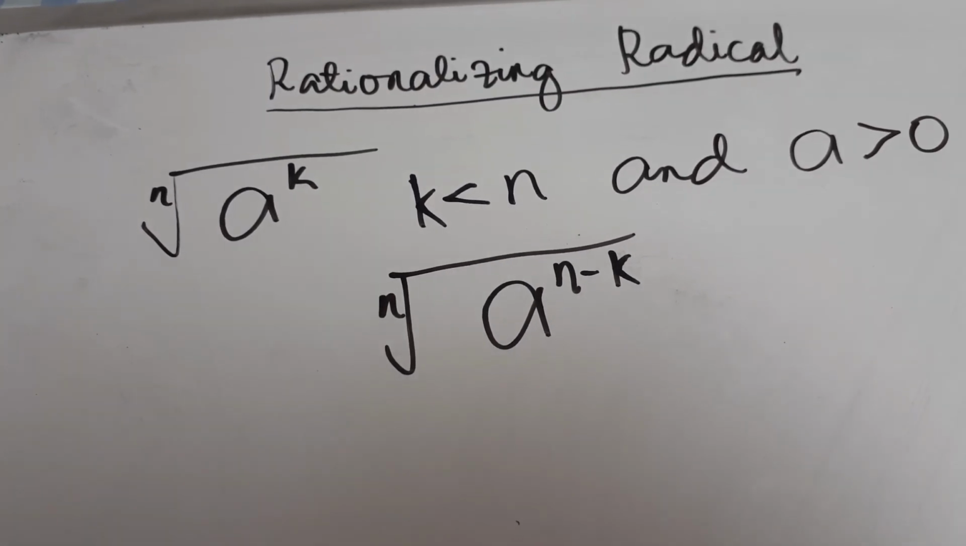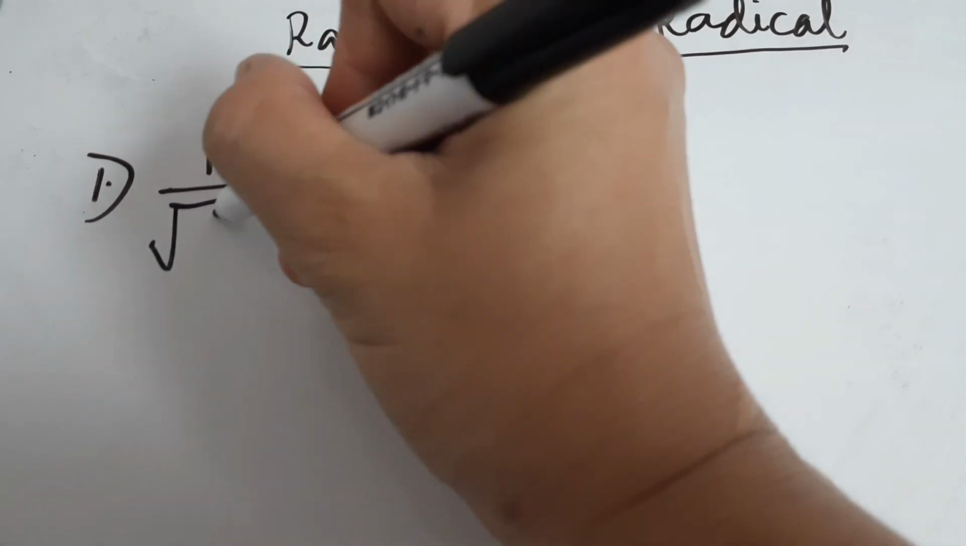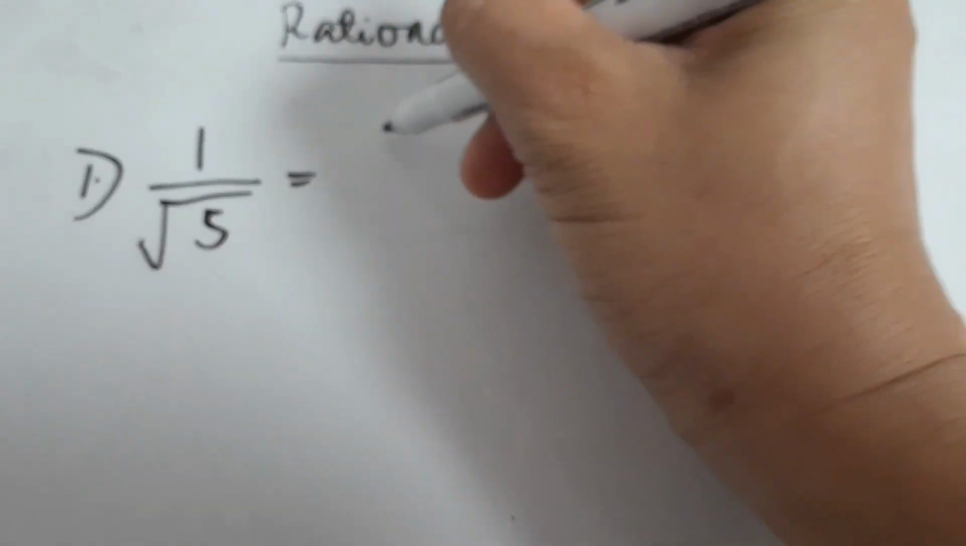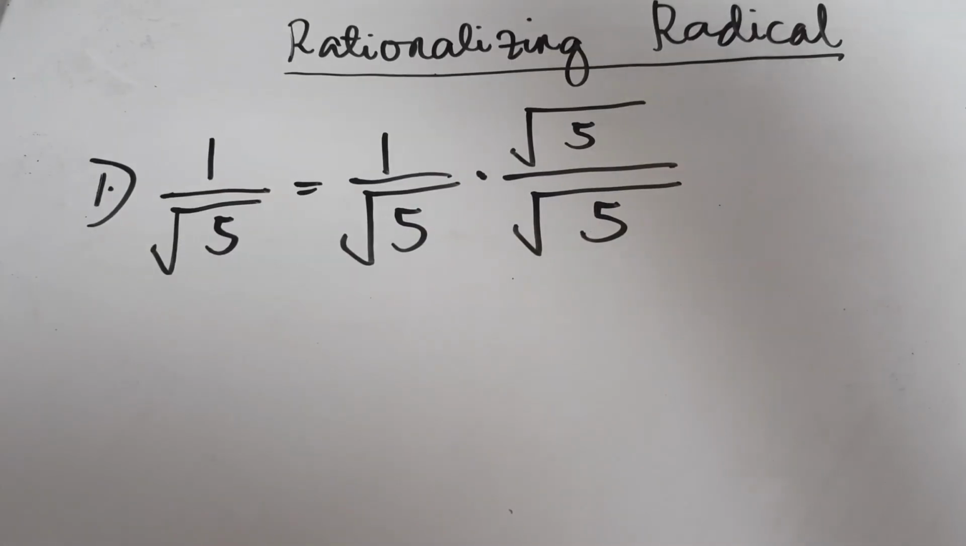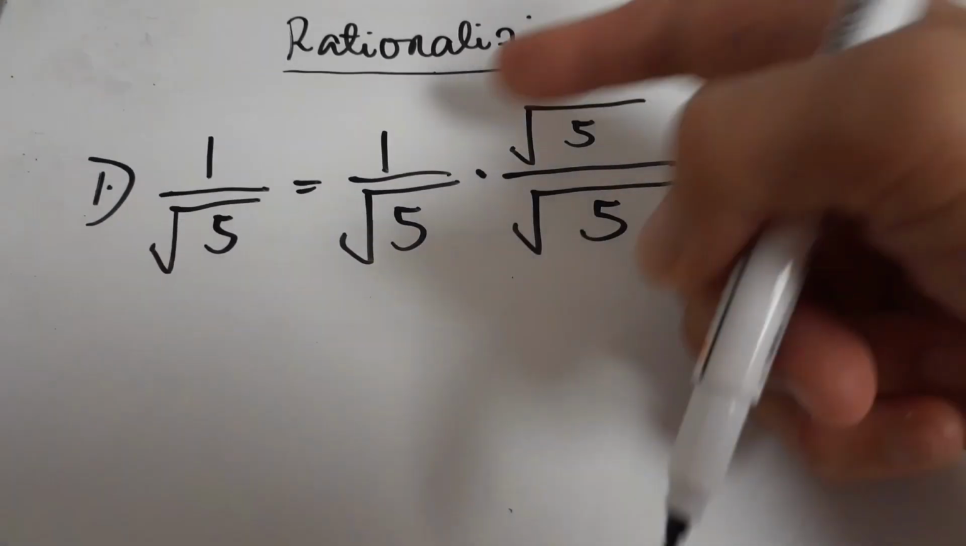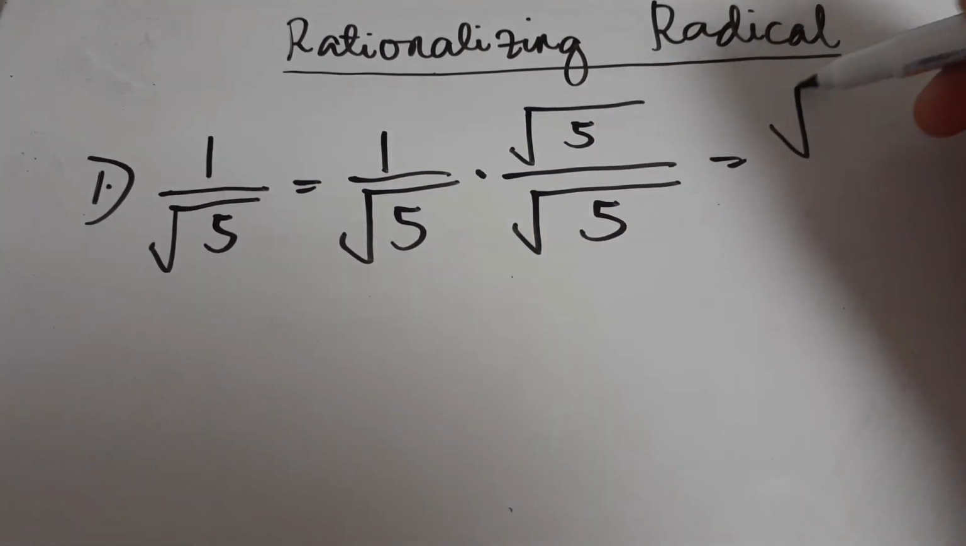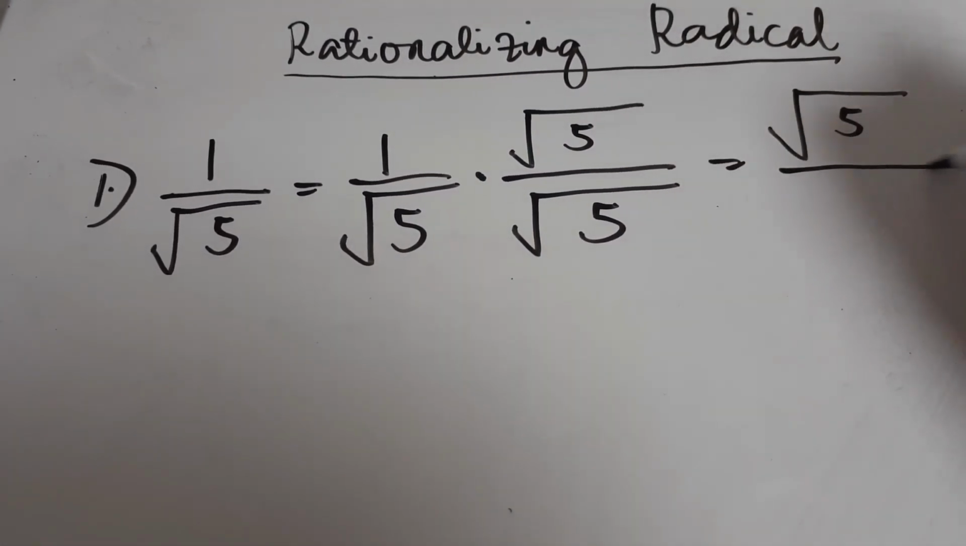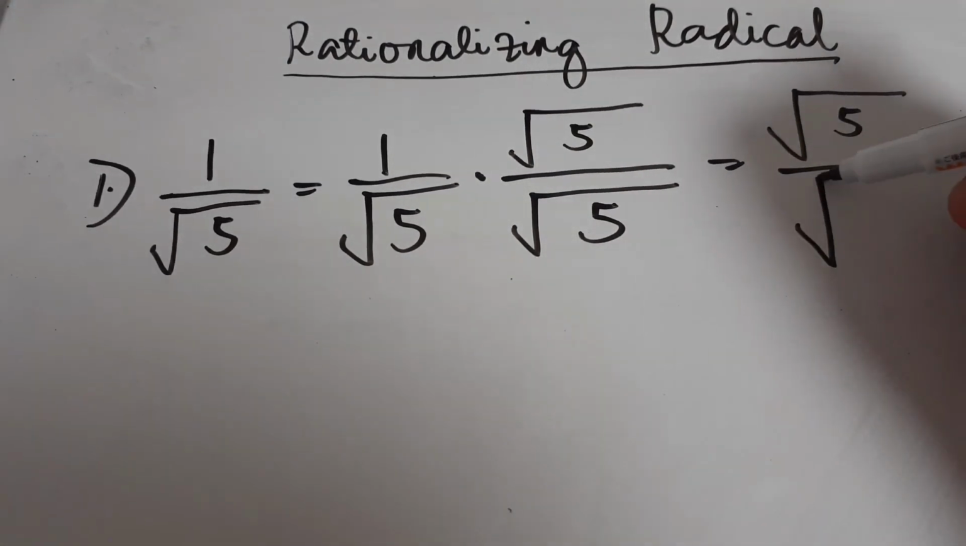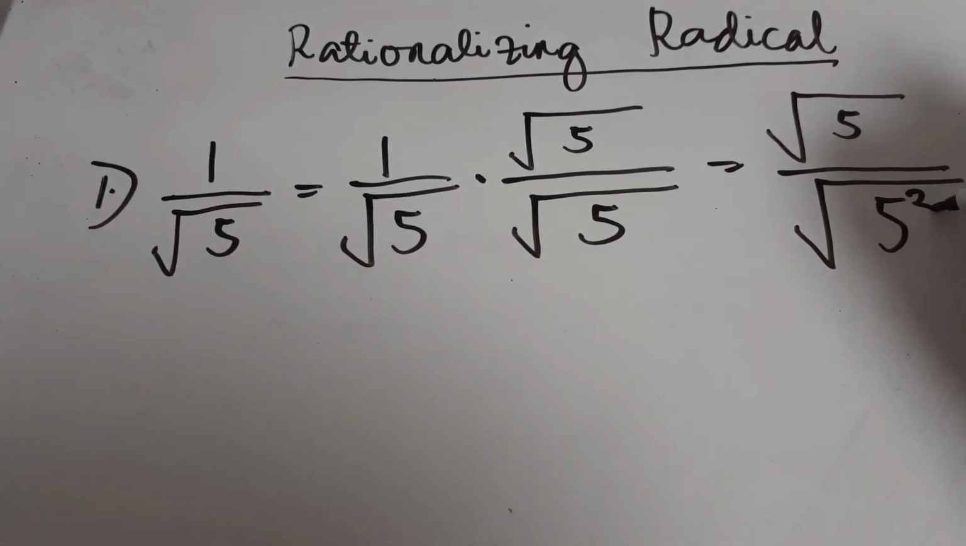Like for example number 1, 1 over square root of 5. Since our n is 2 and the exponent of 5 is 1, 2 minus 1 is equal to 1. So we can multiply its numerator and denominator by the square root of 5. So 1 times square root of 5 is square root of 5, and square root of 5 times square root of 5 is square root of 5 squared.